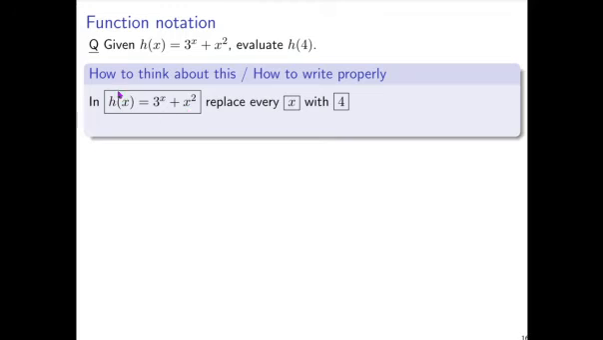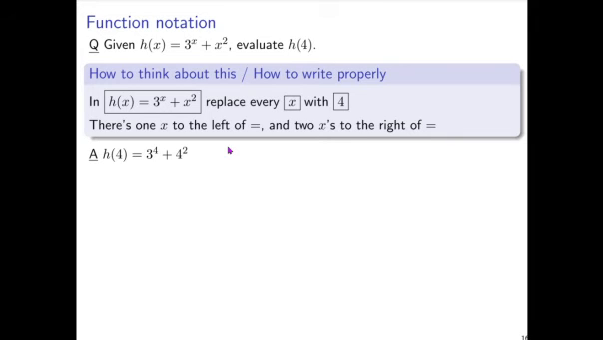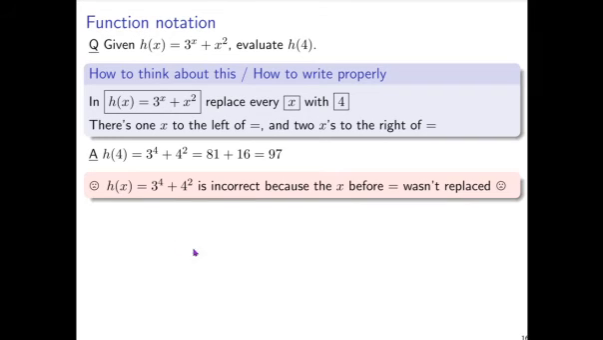So in what's in this box, which was copied up from the question, that's where it came from, replace every x with a 4. Now, unlike the previous slide where there was an x on the left and an x on the right, so a total of 2 x's, now there's a total of 3 x's. 1, 2, 3. Just replace all of the x's with a 4. When we do that, we get h of 4 is equal to 3 to the 4th plus 4 squared. Simplify this using the order of operations. So exponents first. 81 plus 16 is equal to 97. Writing h of x equals 3 to the 4th plus 4 squared is incorrect because the x before the equal sign wasn't replaced.